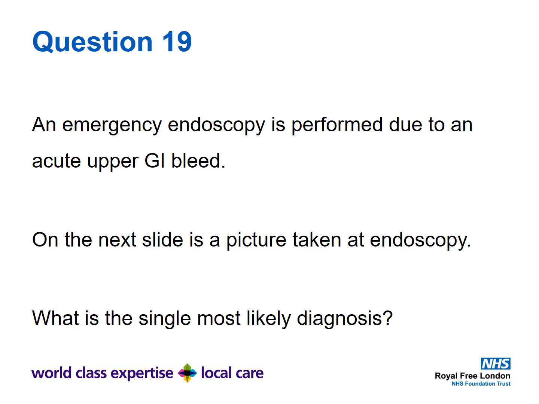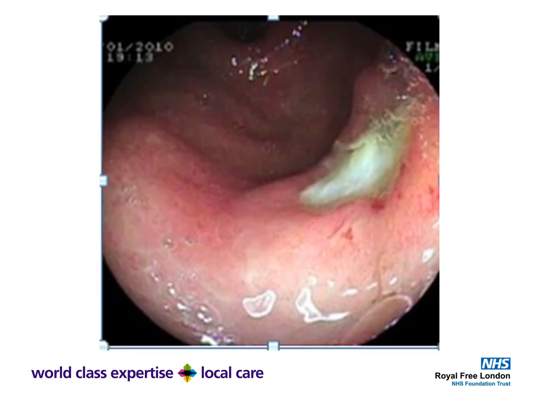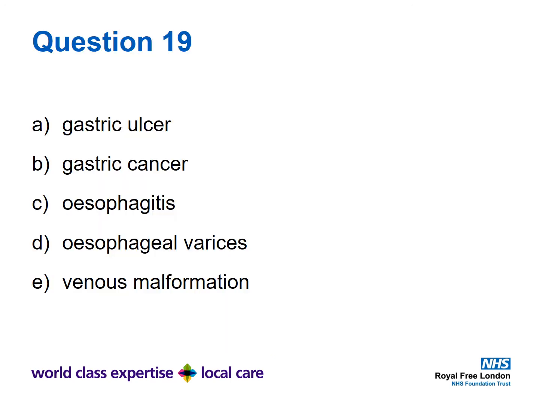Question 19. An emergency endoscopy is performed due to an acute upper GI bleed. On the next slide is a picture taken at endoscopy. What is the single most likely diagnosis? Is it A, gastric ulcer, B, gastric cancer, C, esophagitis, D, esophageal varices, or E, venous malformation?